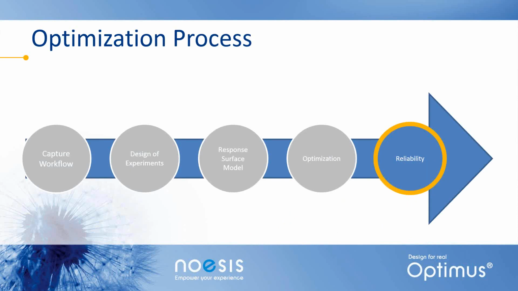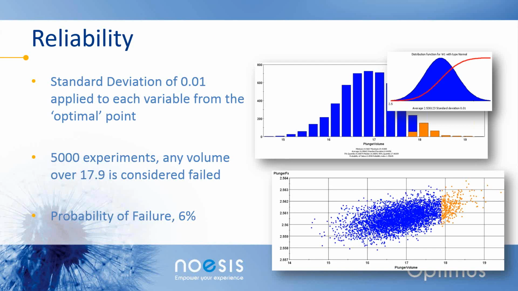And so the final step in our process is to determine the reliability. The example reliability scenario that we have here is that we want to make sure that less than 10% of our plungers are larger than 17.9 units. We assume that we know the manufacturing tolerances that were used to create this plunger, and we apply that distribution. In this case, it's a standard normal distribution with a standard deviation of 0.01.